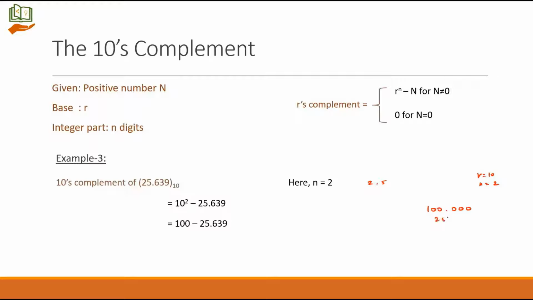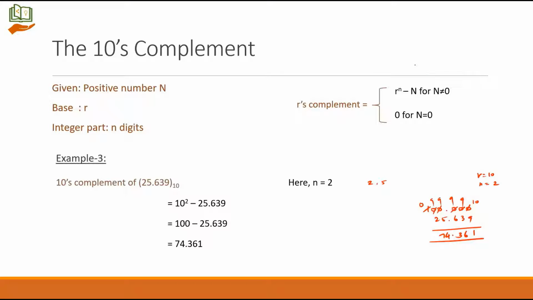100.000 minus 25.639. Just subtract. These are all normal subtractions. 10 minus 9 is 1. 9 minus 3 is 6. 9 minus 6 is 3. The decimal point. 9 minus 5 is 4. 9 minus 2 is 7 and this will be 0. 74.361 will be the answer. This is how we have to calculate tens complement.